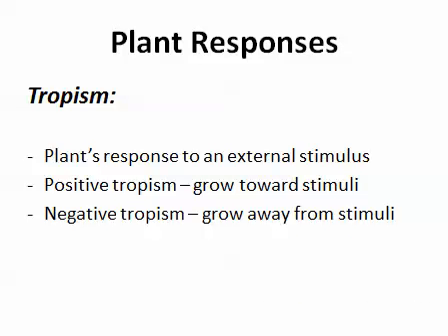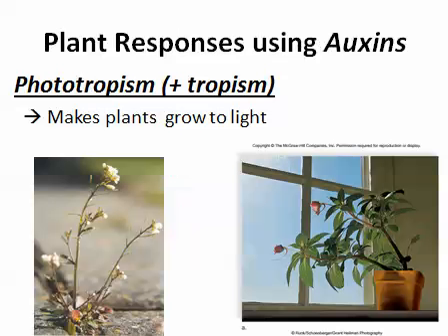One group of plants' responses to stimuli that involve auxins are tropisms. So a positive tropism means that the plant grows towards the stimulus, while a negative tropism is a growth away from the stimulus. So we're going to take a look at a couple examples of this.